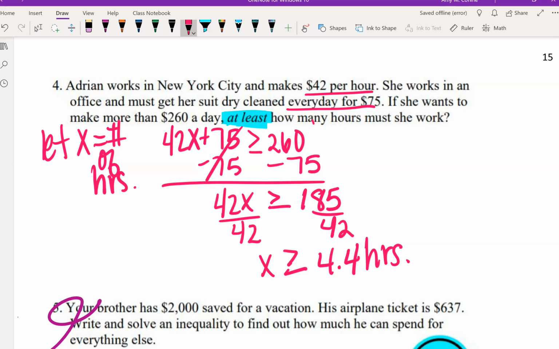Can she work more than that? Yes. She cannot work 4 and meet her goal of $260 a day. She has to work more than 4. She has to work more than the 4.4.